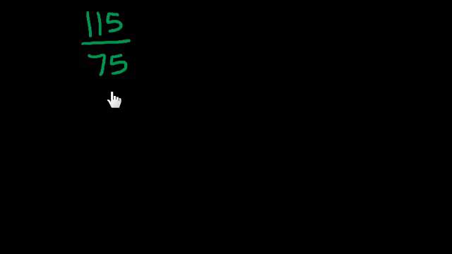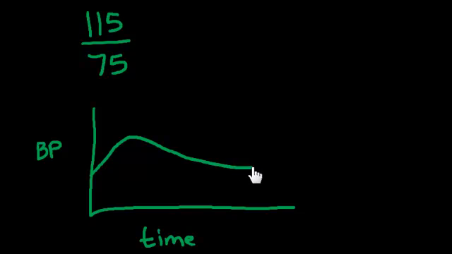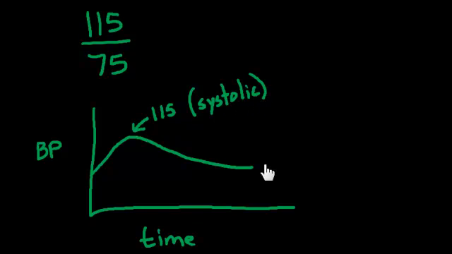I had drawn a small figure for you where I had blood pressure on this side and time on this side. And I said that my blood pressure does something like that, where the peak is 115. This is the systolic blood pressure. And I said that the lowest point is going to be, for me, 75, and that was my diastolic blood pressure.